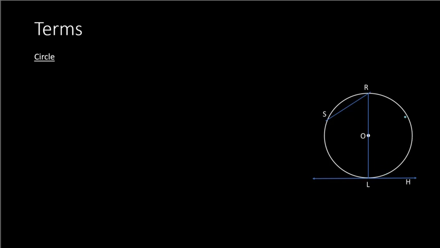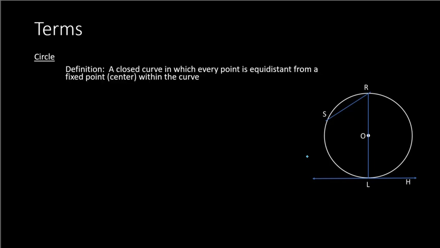So I think at this point you know what a circle looks like, but our definition of a circle is it's a closed curve in which every point is equidistant, or the same distance, from a fixed point called the center within the curve. So what does that mean? Well, we have a closed curve, so we see the circle is a closed curve. It's not a straight line, it's a curve, and it's closed, there's no gaps in it. And any point on the curve is the same distance from the center.